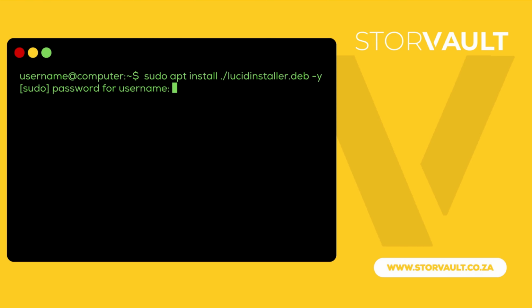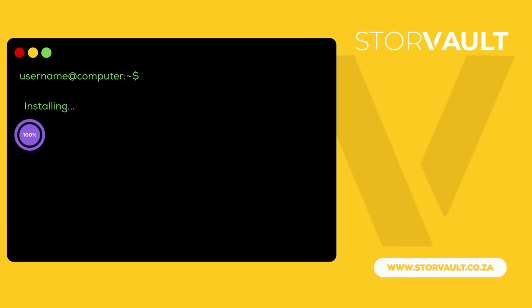Here's the weird part, you won't see anything when you type. No dots, no stars, nothing. This is a security thing. Trust me, just type your password and press Enter. LucidLink is now installing onto your device. The install is now complete.